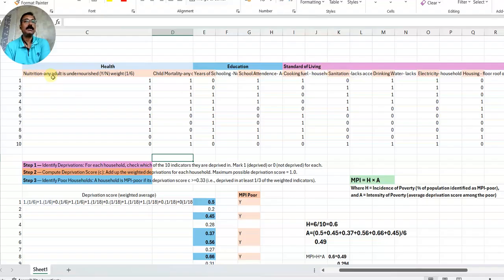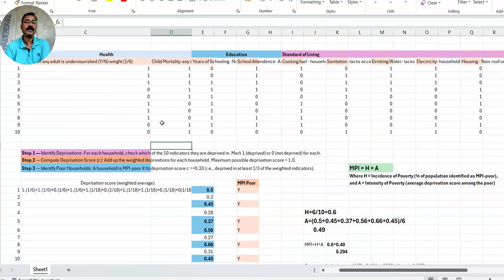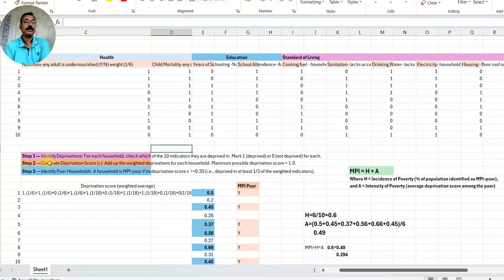So the first question, regarding the indicator nutrition: is any adult undernourished, yes or no. If yes, then 1. If no, then it is 0. In this way, for all the indicators for all the 10 households, we have collected this hypothetical data set. Now the steps: identify the deprivation for each household, check which of the 10 indicators they are deprived, mark 1 if deprived or 0 if not deprived for each. We have done this step.